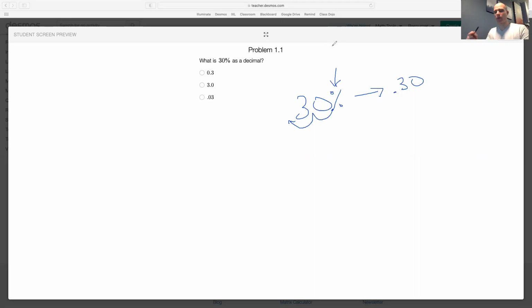And when you divide a number by 100, it just moves that decimal point 2 spaces. So the answer is 0.30. It's written up here as 0.3. You don't necessarily need this 0 at the end, so same thing.